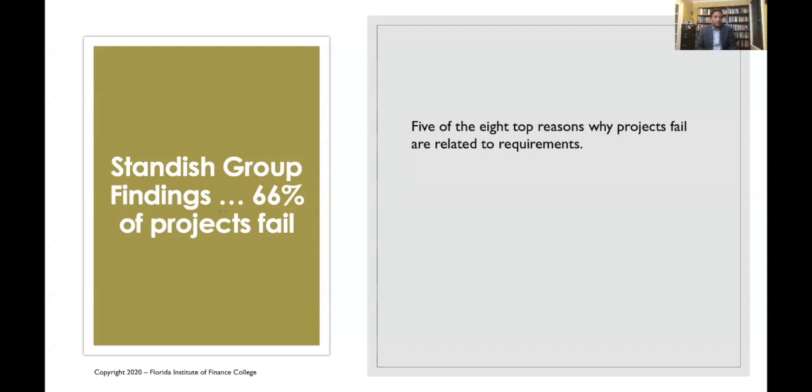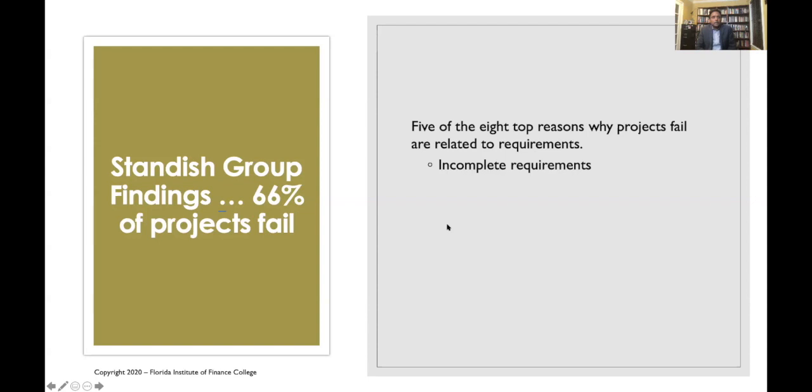When we say fail, they either are completed over budget, or maybe way behind schedule. And they identified almost 8 reasons why projects failed. And to your surprise, 5 of the 8 top reasons why projects failed have to do with scope. It means they have to do with the requirements, and requirements are part of the scope. Let's just visit each one of them.